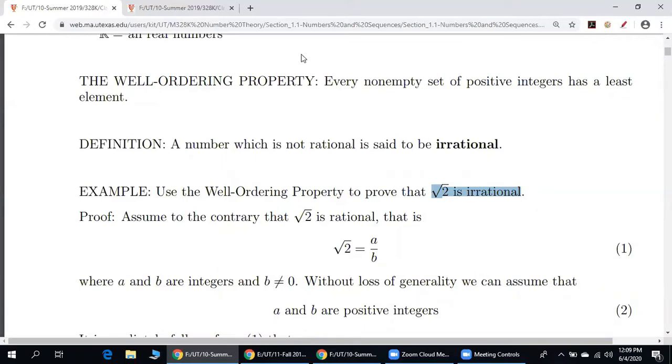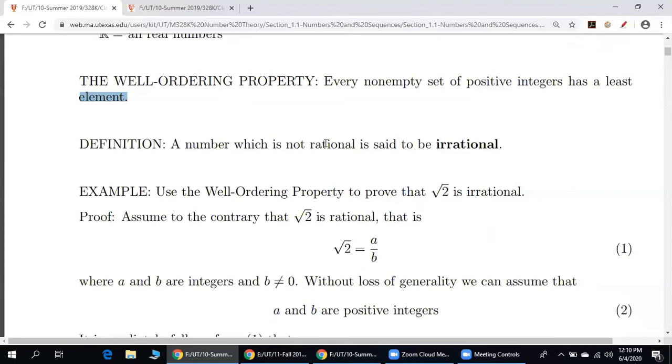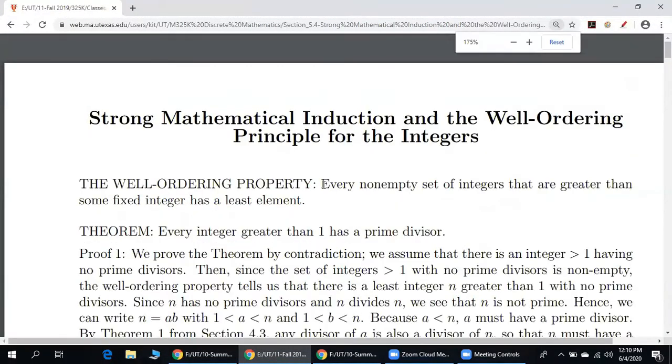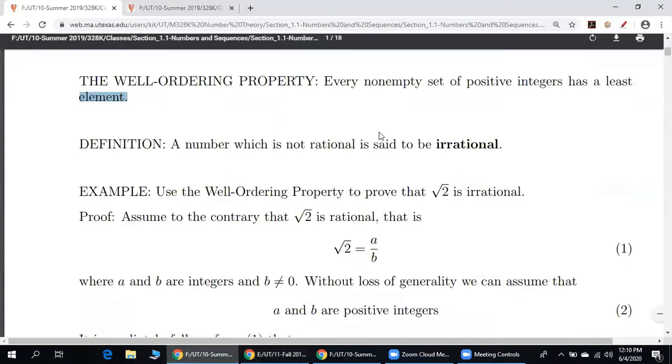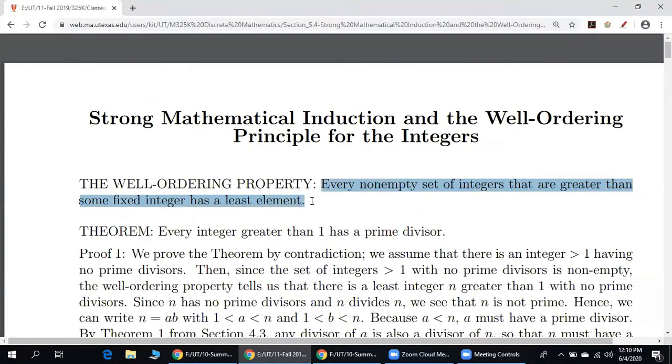We will use the so-called well-ordering property. Well-ordering property says that every non-empty set of positive integers has a least element. By the way, some authors state the well-ordering property in a more general way. Please take a look at this. Every non-empty set of integers that are greater than some fixed integer has a least element. Note that what is written here immediately follows from this. However, one can show that actually both statements are equivalent.